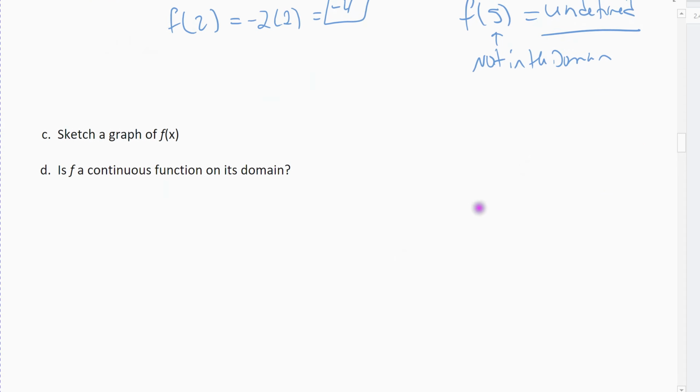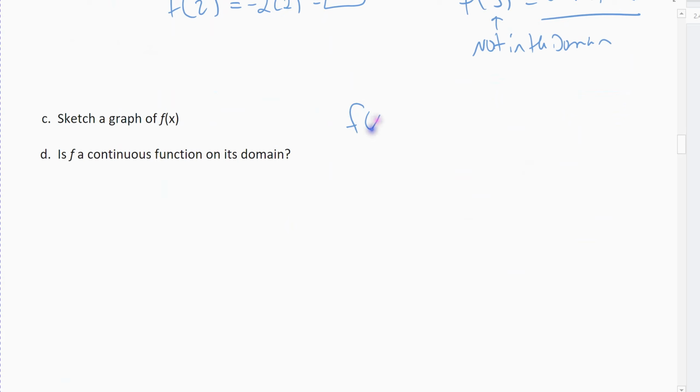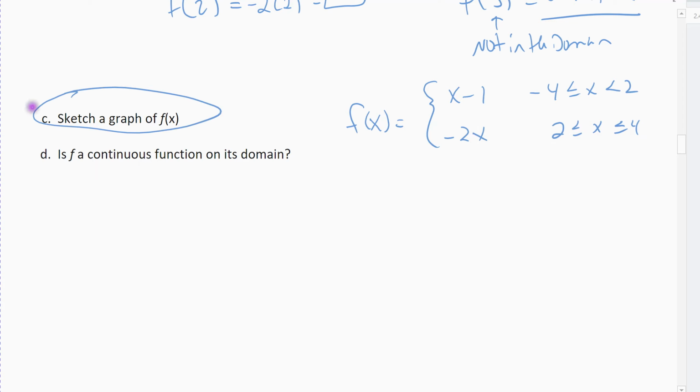All right, next thing we're doing is we're going to graph the function. So I'm going to write it here so I have it to look at. So I've got x minus 1 if I'm between negative 4 and 2. And I'm negative 2x if I'm between 2 and 4. And then I'll answer the continuity question. Alright, so graph it first. So what you do is you take it piece by piece. So I'm going to take the first piece. So this is the first piece.